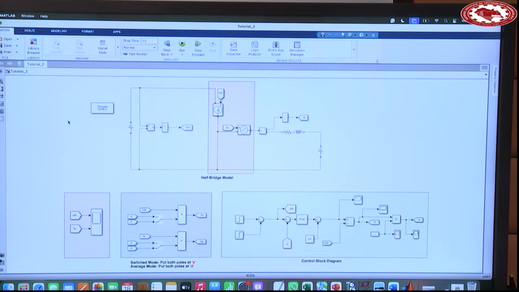Files, tutorial 1 and tutorial 2. Chandrasekharan sir will shortly share the simulation files with you, so that you can play with these files according to your need.